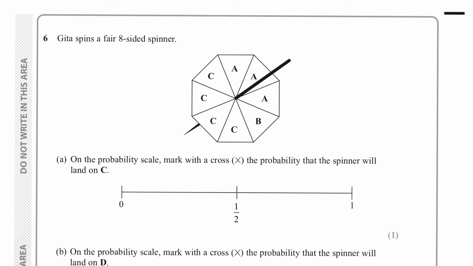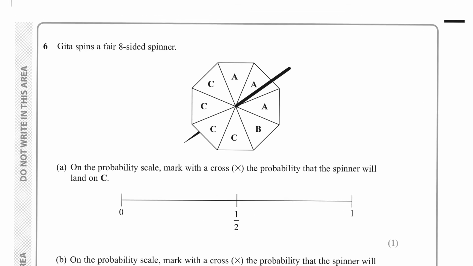Then looking at question 6, it says that Gita spins a fair 8-sided spinner, and it wants us on the probability scale to mark with a cross the probability that the spinner will land on C. So if we know that there's 8 options that she can land on, we're going to count how many C's there are. So there are 1, 2, 3, and 4. So there's 4 out of 8. We can simplify this fraction by dividing both top and bottom by 2. This would leave us with 2 over 4, which we can divide top and bottom by 2, which would leave us with a half. Or you could have just divided initially by 4 to leave you with a half. So we're going to draw the cross on the half.